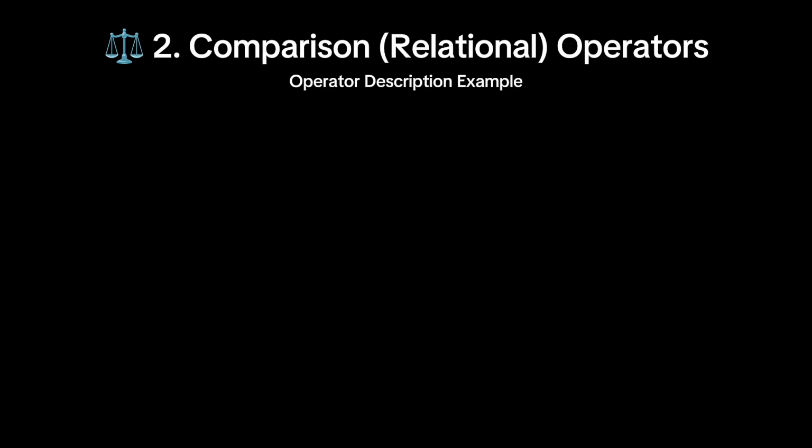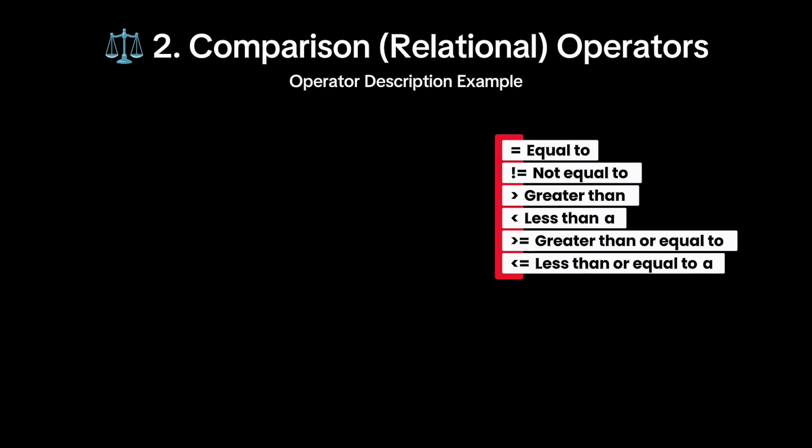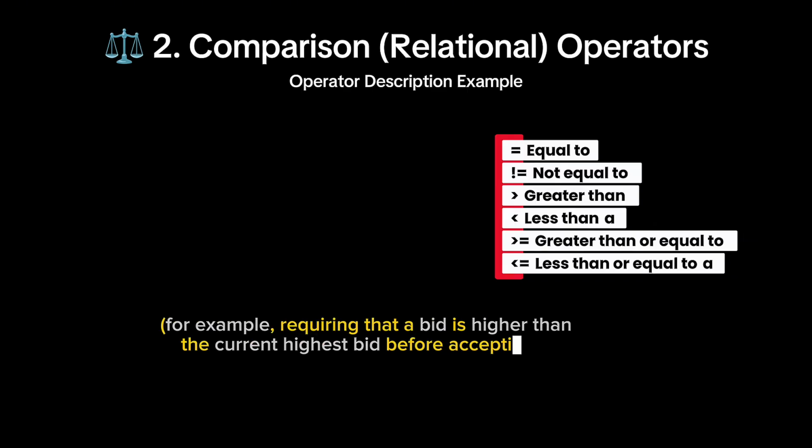The second one is comparison operators. Comparison, or relational, operators let us compare two values and return a Boolean result, true or false. For example, we can ask, is x bigger than y, or are these two numbers equal? In programming, comparisons are like questions the contract asks before taking an action. For example, requiring that a bid is higher than the current highest bid before accepting it.